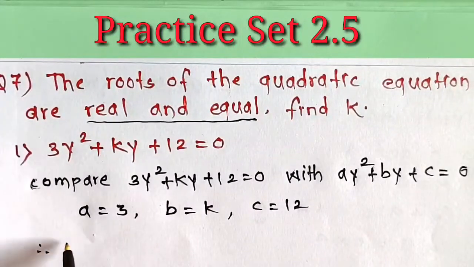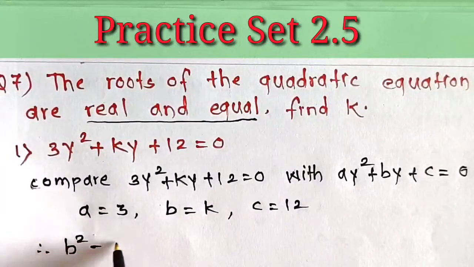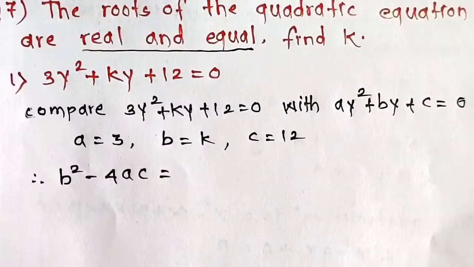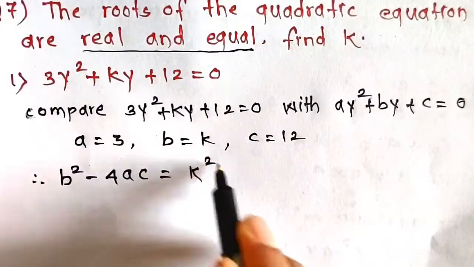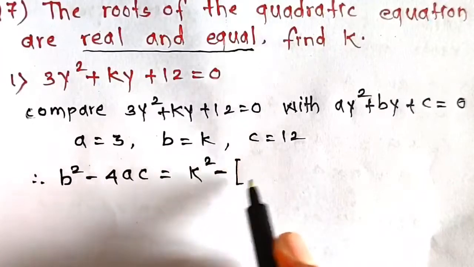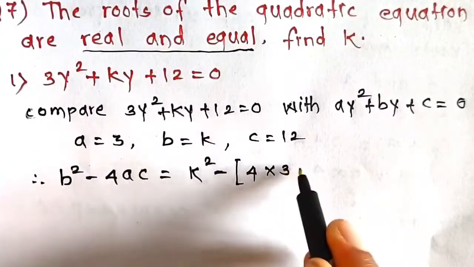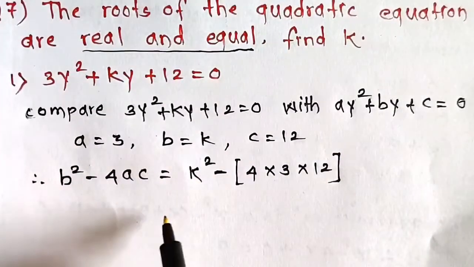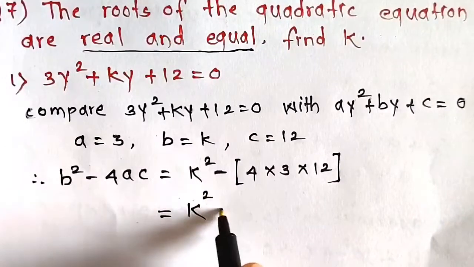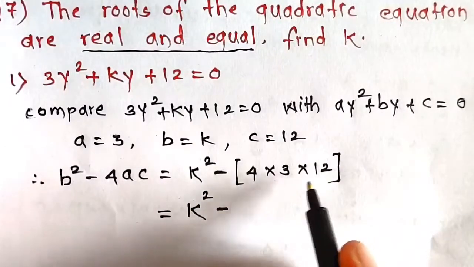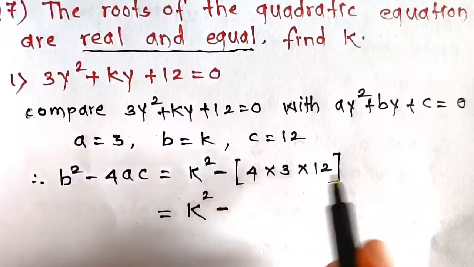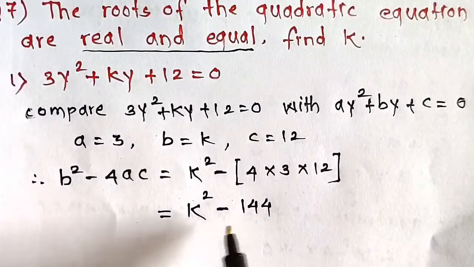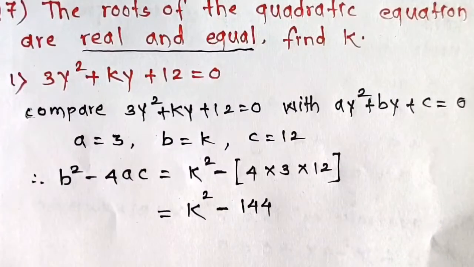Next step, find the value of b square minus 4ac. Now you know the value of b means k. So k square minus, use the bracket, 4 into 3 into 12. 4 into a into c. So we get k square minus, 4 threes are 12, 12 multiplied by 12 is 144. So we get b square minus 4ac is equal to k square minus 144.